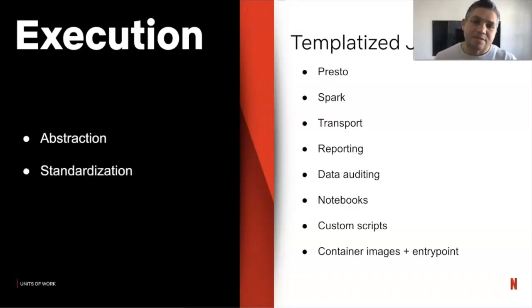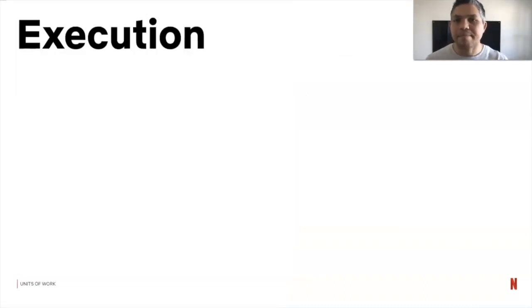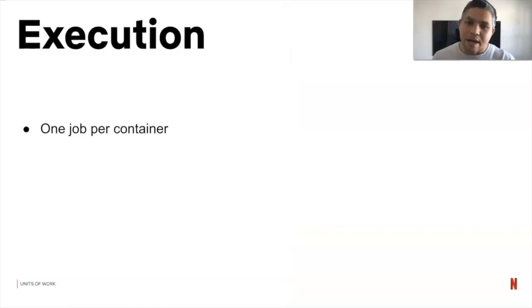The next one is also standardization. All the Presto jobs and all the Spark jobs, all the transport jobs, they all run through the same templates. So therefore, if we find a bug, we can easily go apply the fix, and the fix is applied to every single job that we have in the platform. Our execution is done in a way that we run every single job in its own container. So this means that we get a clean and isolated environment for each particular run.